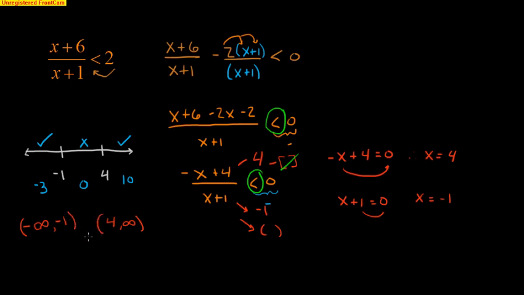So what is that saying? That's saying that I can pick any number from negative infinity to negative 1 and from 4 to infinity, and that will be a solution to my original expression.